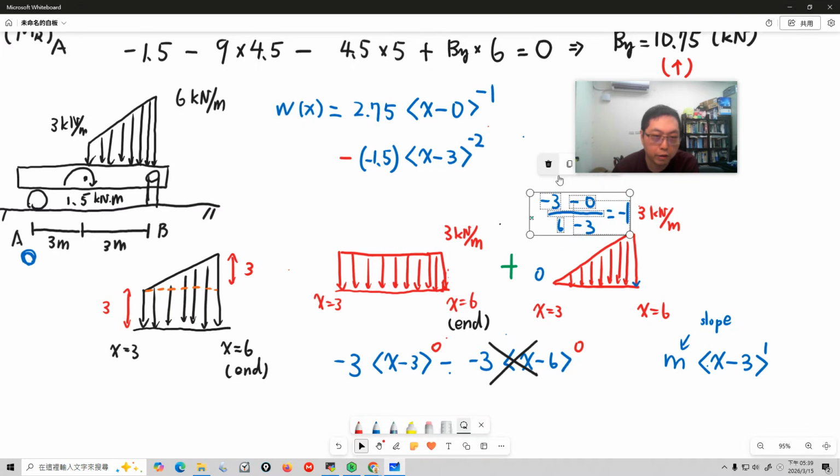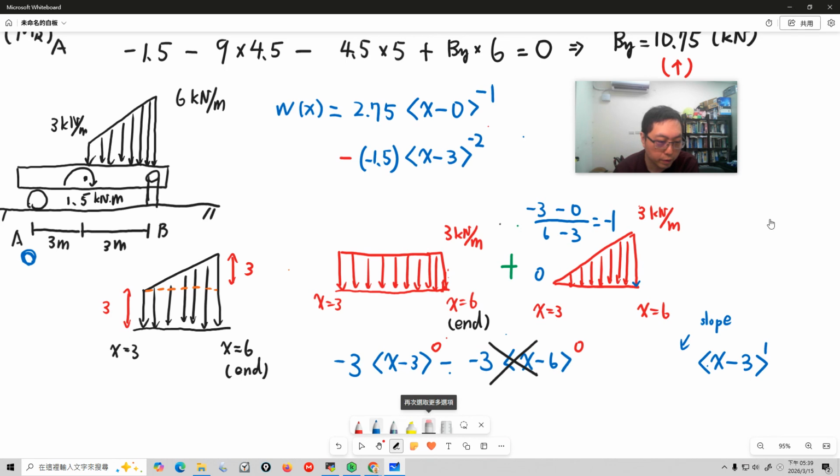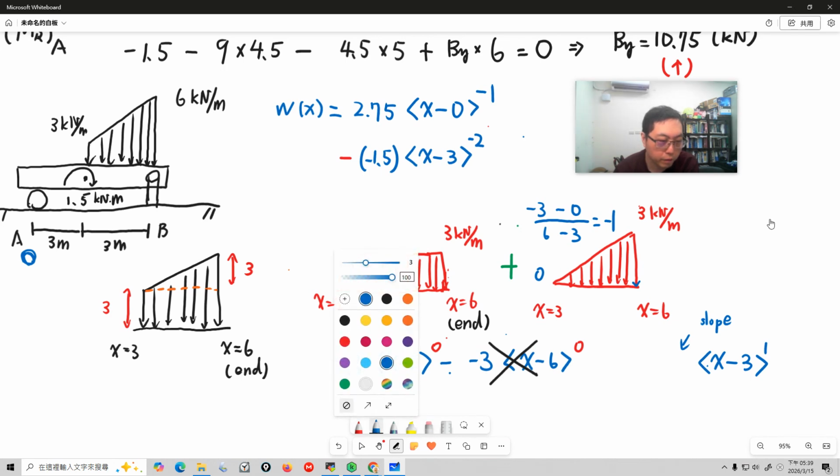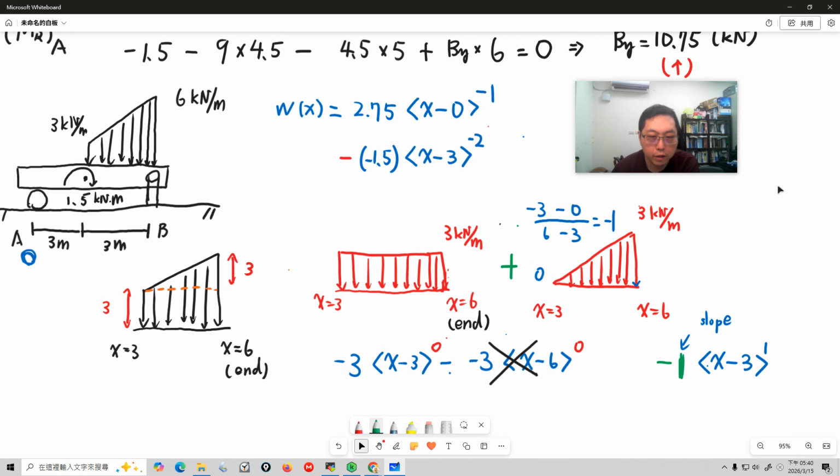Don't make this thing too complicated. Just use the simple definition of slope. So here is the slope. Slope is minus 1.